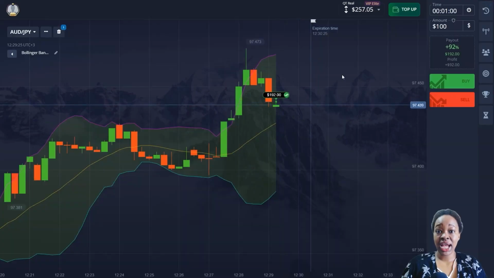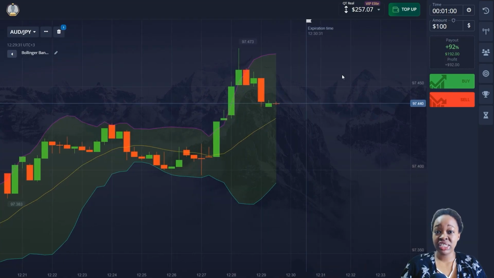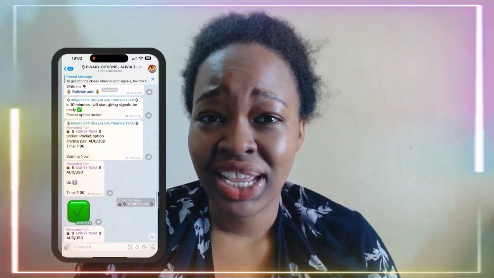This is really good. As you can see, the price moves according to my scenario and shows a good decrease here. 1 minute was quite enough for this trade, and the indicator showed me a good entry point. Let me continue.